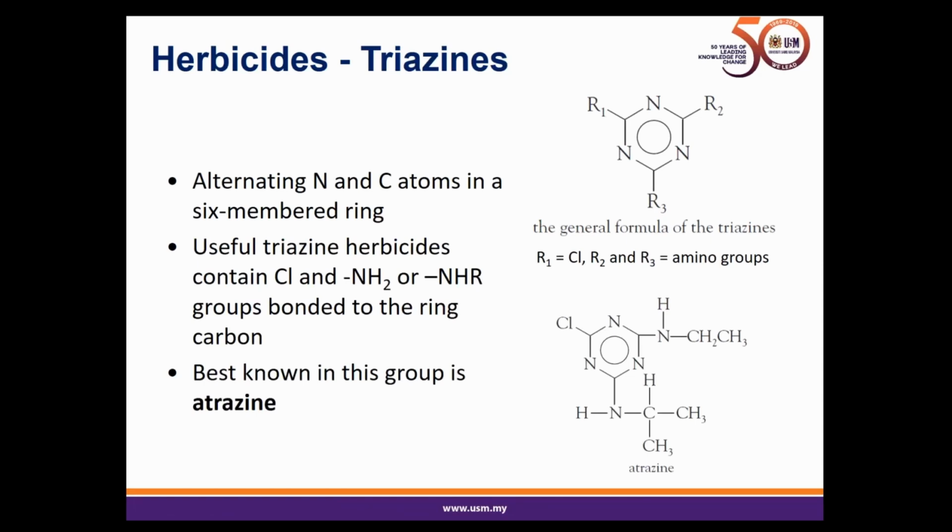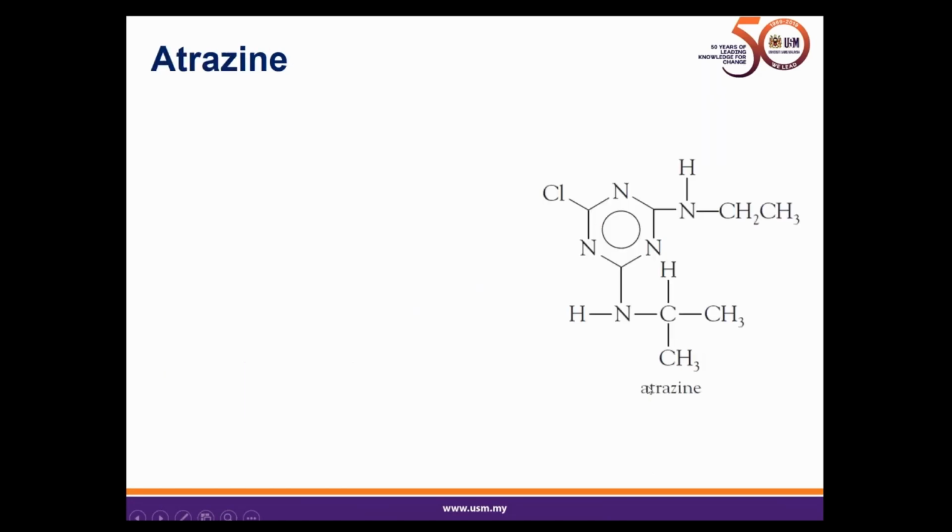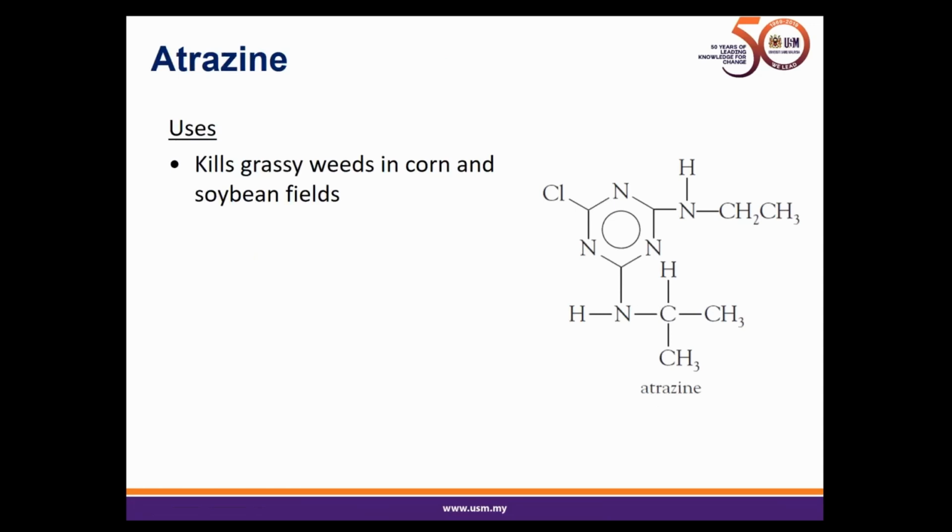Best known in this group is atrazine. Okay, so this is the atrazine. You can see the basic group is still here. So this is the R1, the chlorine atom, and then this group is R2, and this group is R3. Okay, what is atrazine? It's mostly used to kill grassy weeds in corn and soybean fields.